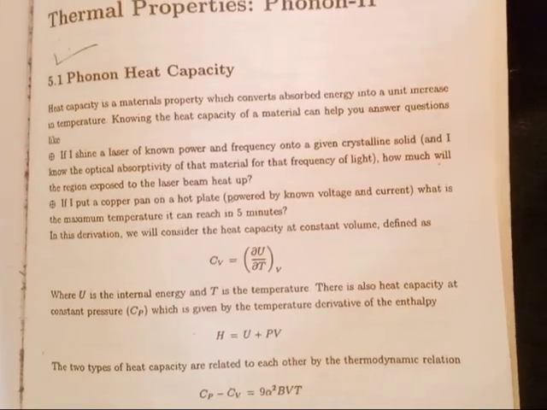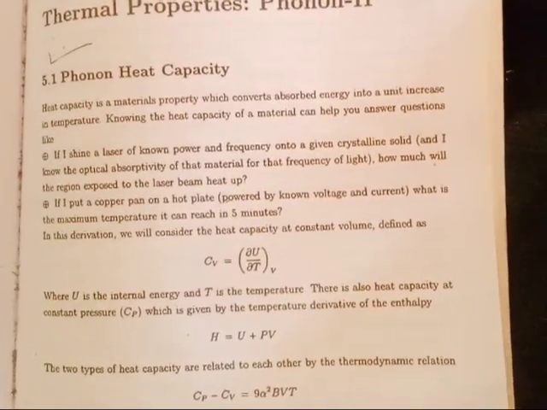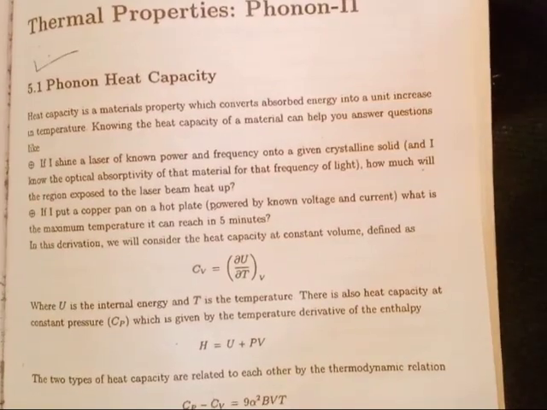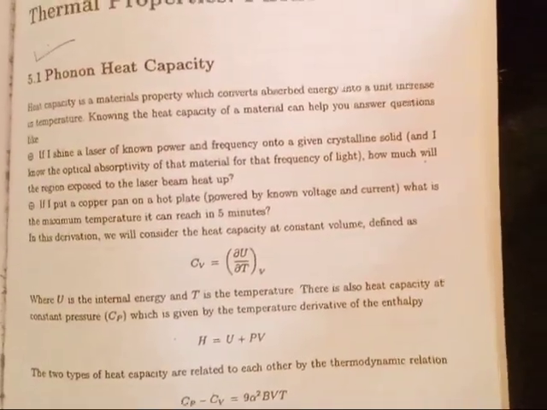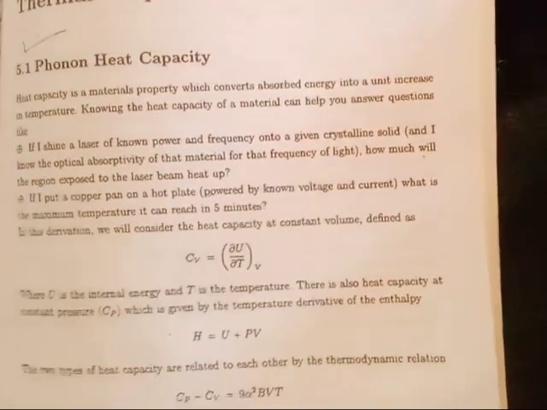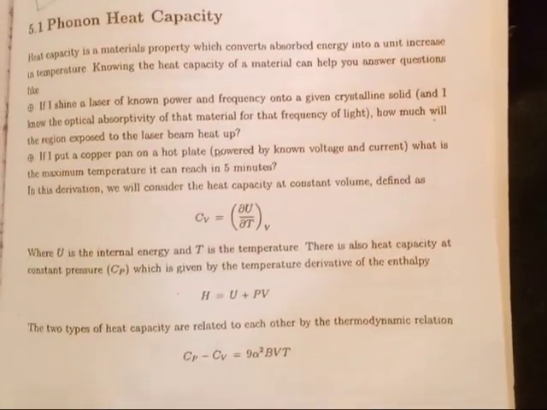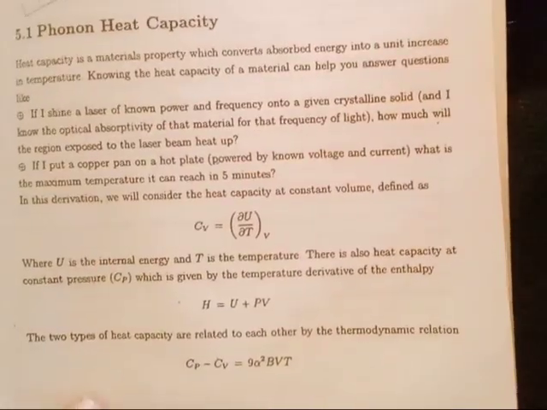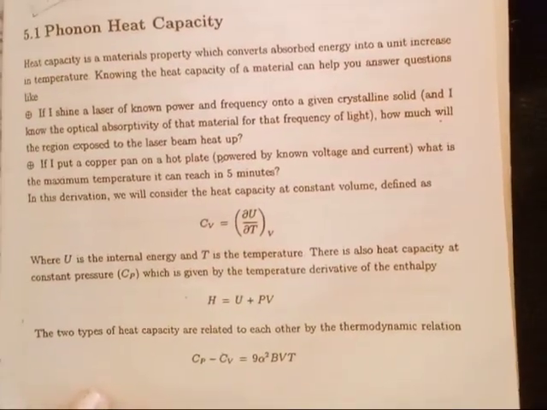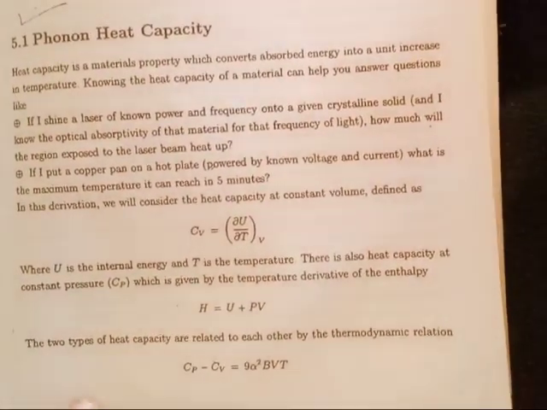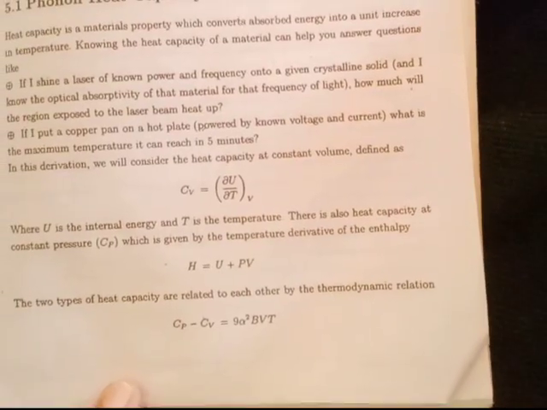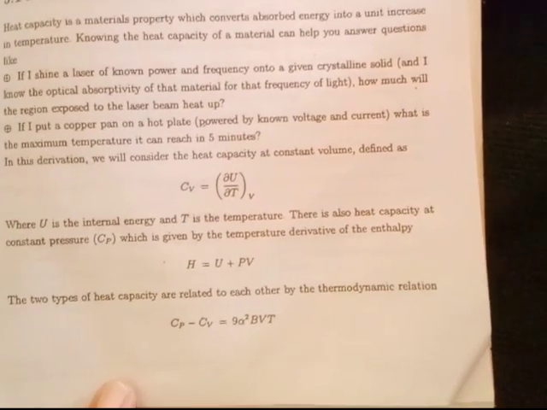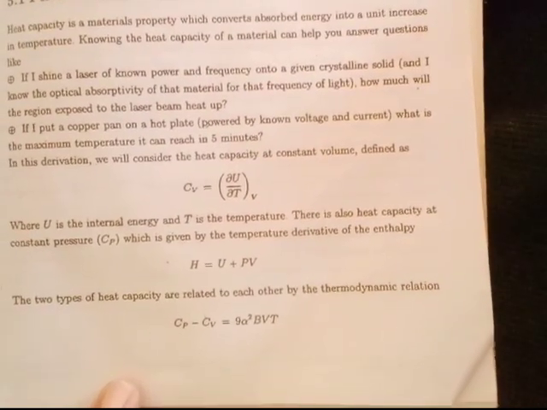In this derivation, we will consider the heat capacity at constant volume, defined as Cv equals partial U over partial T at constant V, where U is the internal energy and T is the temperature. There is also heat capacity at constant pressure, which is given by the temperature derivative of the enthalpy. H is equal to U plus PV.